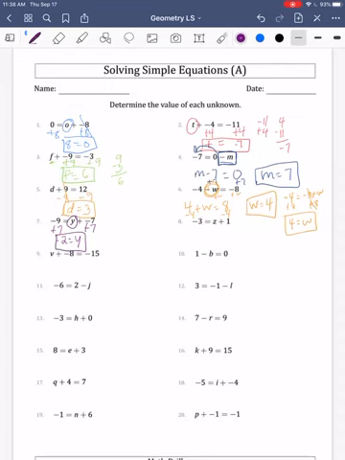All right, and then over here, the last question we'll do in gray, z plus 1. So I'm going to subtract the 1 from both sides. A negative and a negative gets more negative. So that's negative 4 equals z.